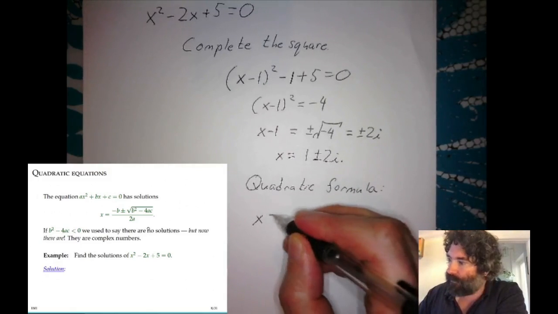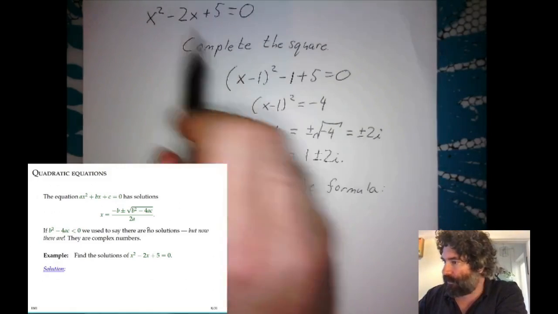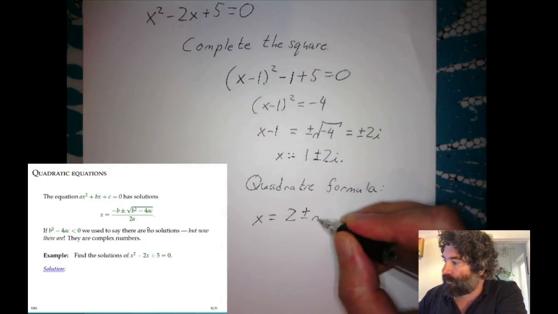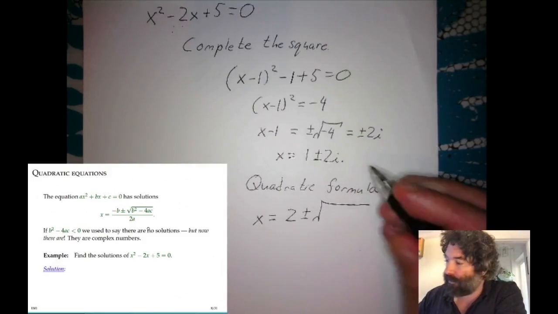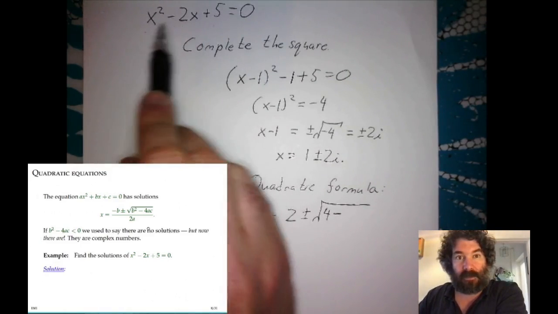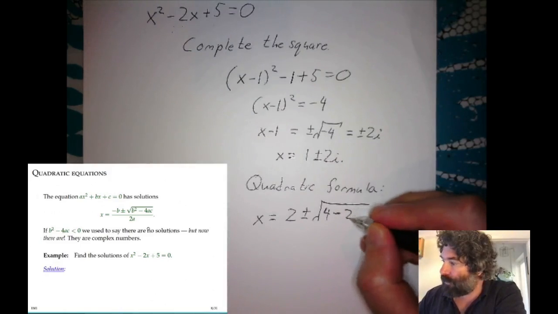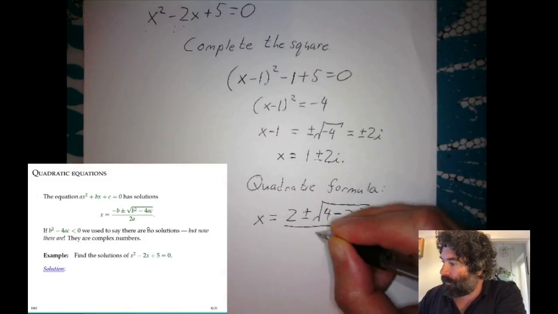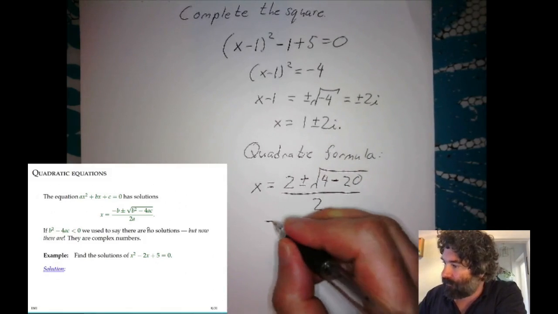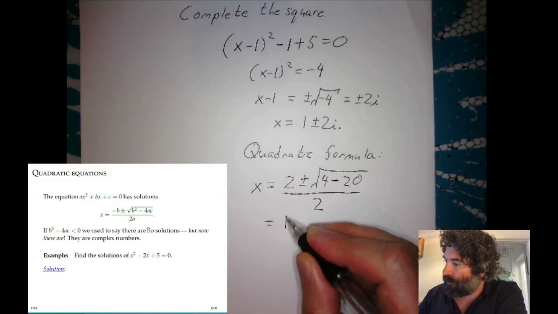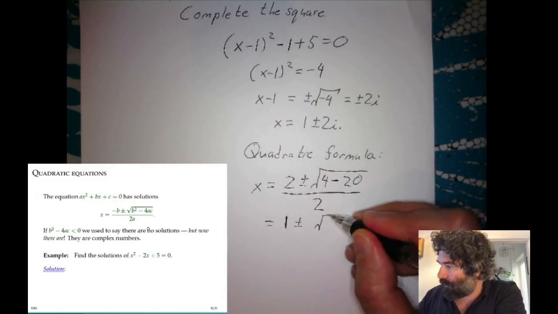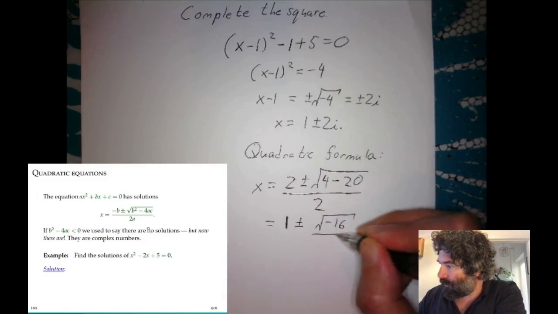And we have x equals negative b. b here is -2, so negative b is 2, plus or minus the square root of b squared, that's 4, minus 4a times c. a is 1 and c is 5, so minus 20, divided by 2a, and a is 1, so just divided by 2. All right, and so then we can cancel the 2's, 1 plus or minus the square root of -16 divided by 2.